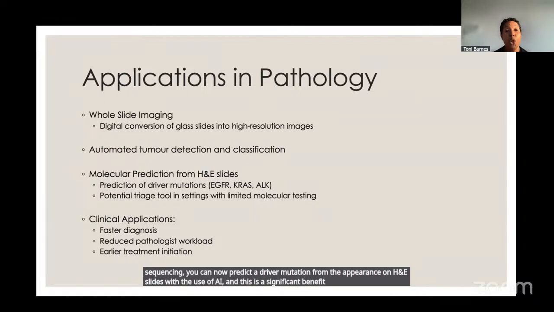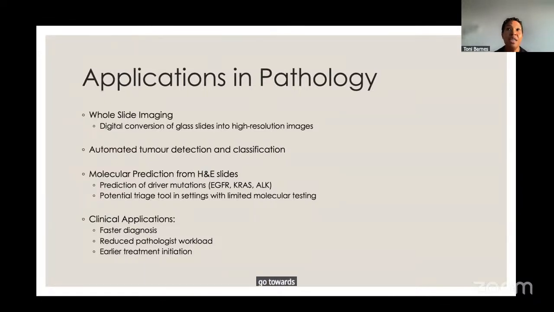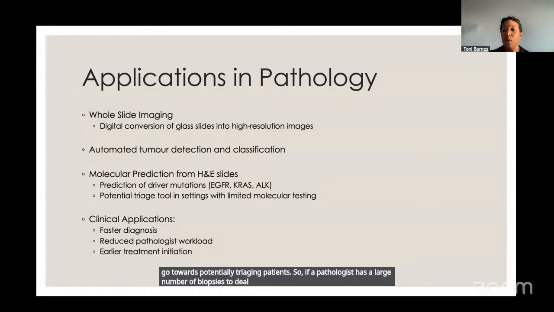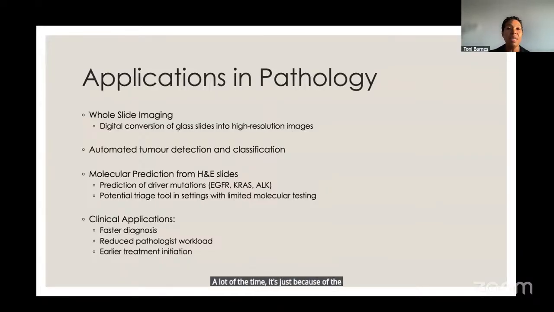It can go towards potentially triaging patients. So if a pathologist has a large number of biopsies to deal with, somebody asks a question about why a biopsy takes so long. A lot of the time, it's just because of the sheer number of biopsies that the pathologist has to deal with at a time.